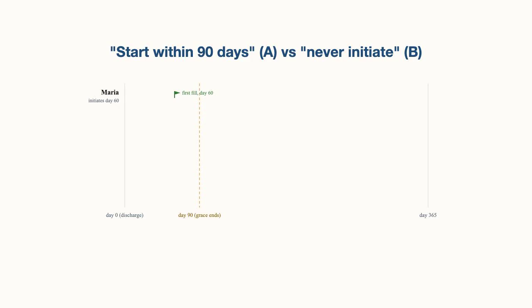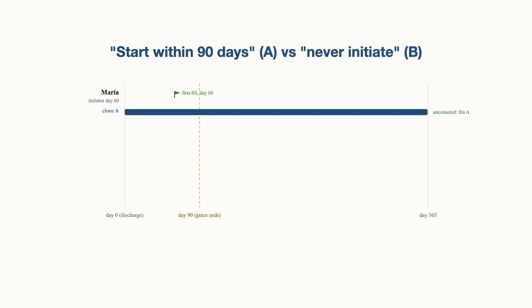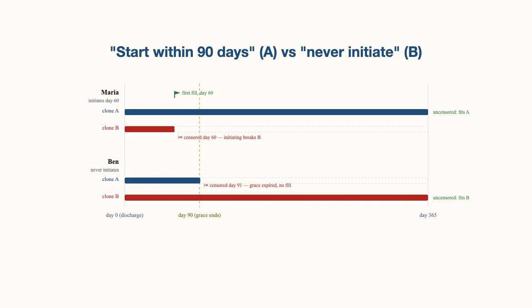Maria initiates on day 60. Her clone assigned to start within 90 days behaves perfectly. It runs the whole year, uncensored. Her clone assigned to never initiate is cut the instant she fills that prescription, on day 60. Now Ben, who never initiates, his start within 90 days clone is cut at day 91, when the grace period expires with no fill. His never initiate clone runs clean to the end.